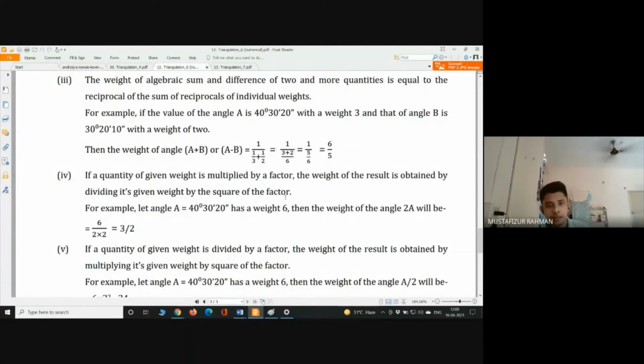So again, what is happening? Initially, we had a smaller angle, A. Now we are going for a bigger angle, twice A or 3A, thrice A.